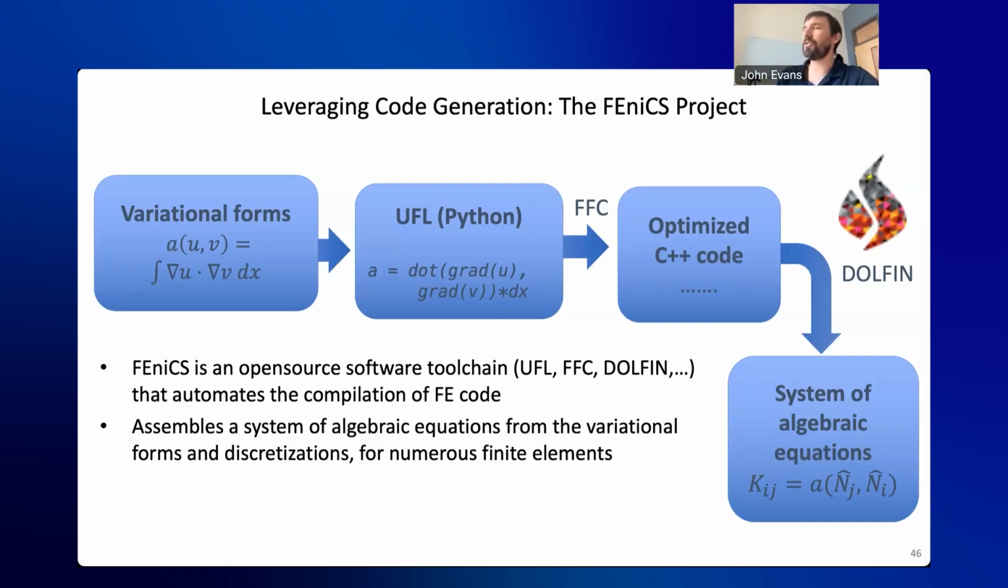As most of you here know, FEniCS is an open source software toolchain that automates the compilation of finite element code and allows for easy implementation of variational forms using UFL, the unified form language, in Python. And then it generates optimized C++ code to generate the stiffness and force vector utilizing classical finite element analysis. And then you can solve the system to get back the displacement solution, say, in the context of a structural mechanics problem.